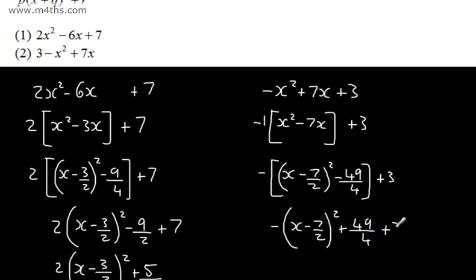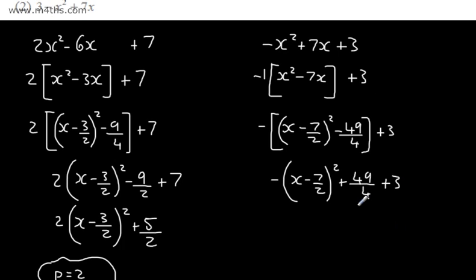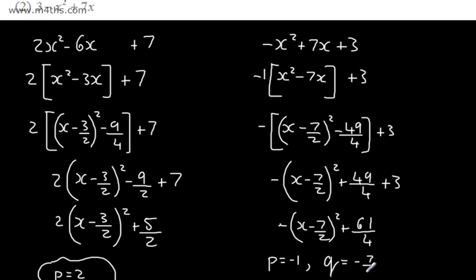So plus the 3. So if I wanted to write 3 as now a fraction over 4, it would be 12. So we're going to get now negative the quantity x minus 7 over 2, all squared, plus, so that's going to be 12, so that will give me 61 over 4. So what we have now is the value of p is going to be negative 1, the value of q is going to be negative 7 over 2, and the value of r is going to be positive 61 over 4, and I'm leaving these as exact fractions.